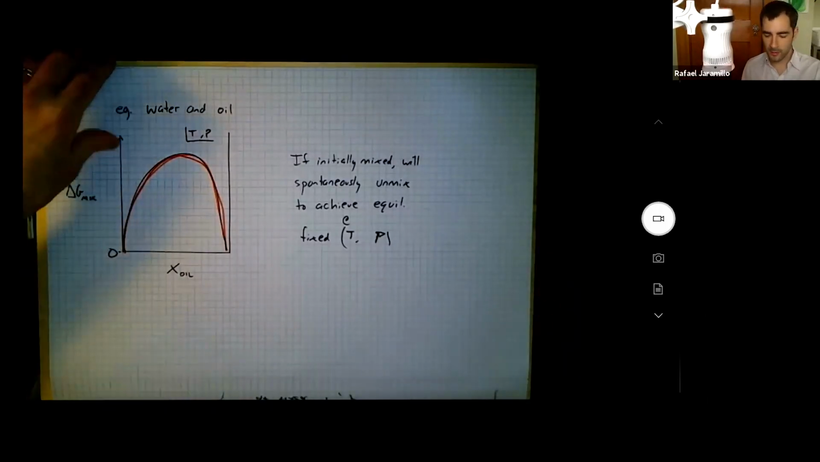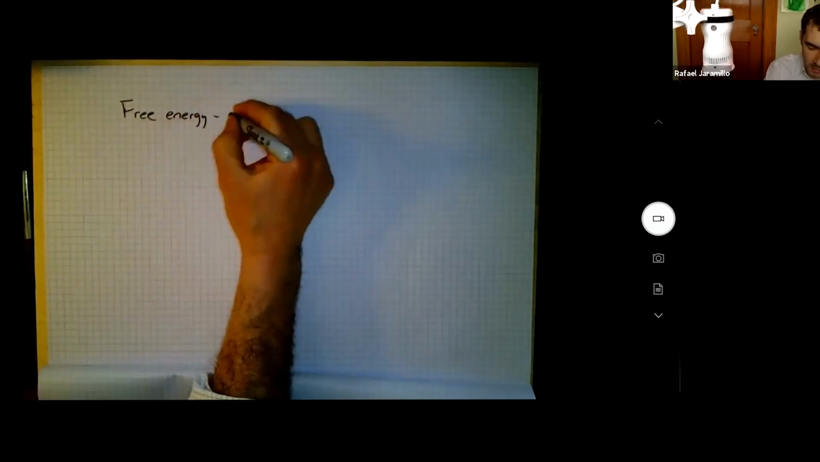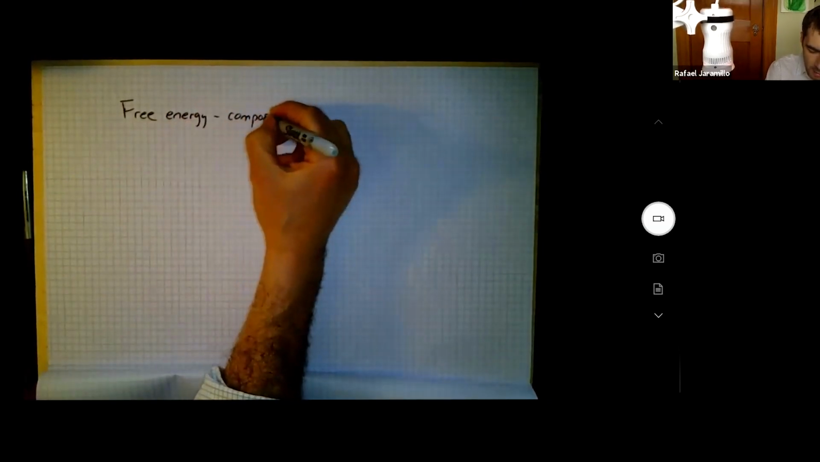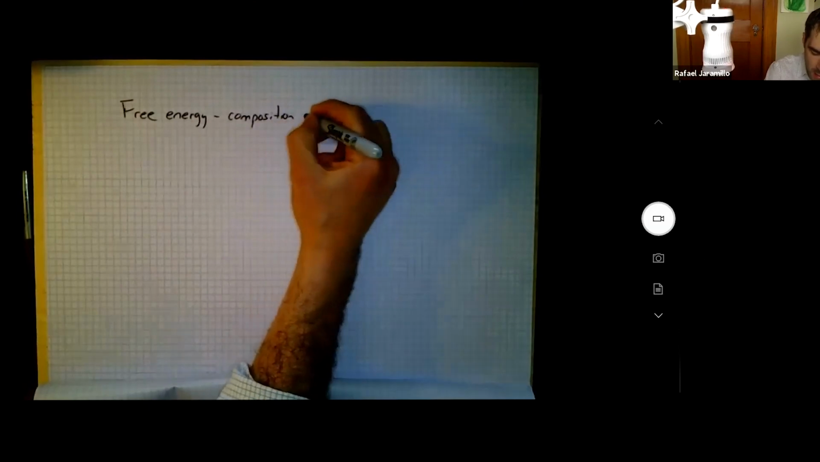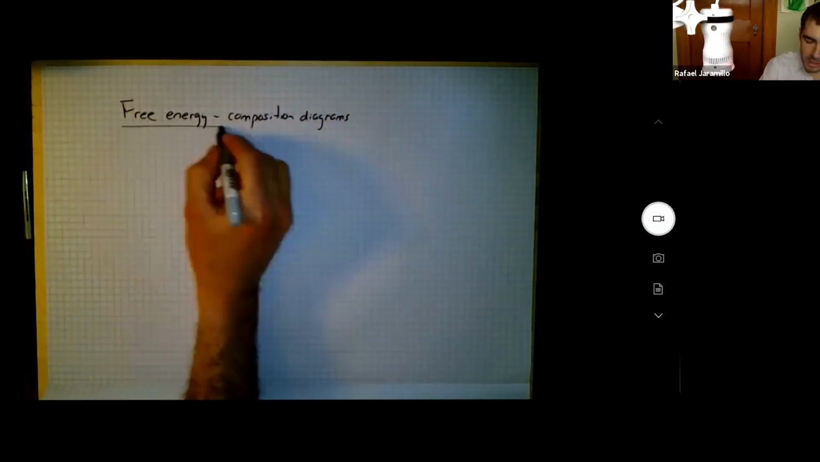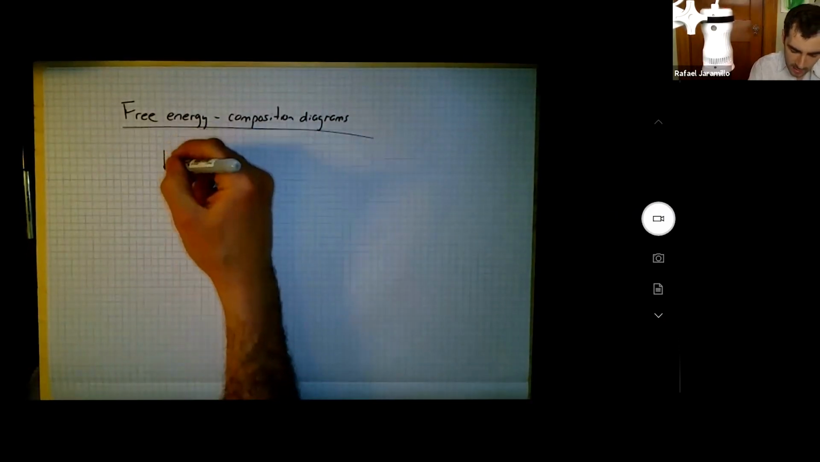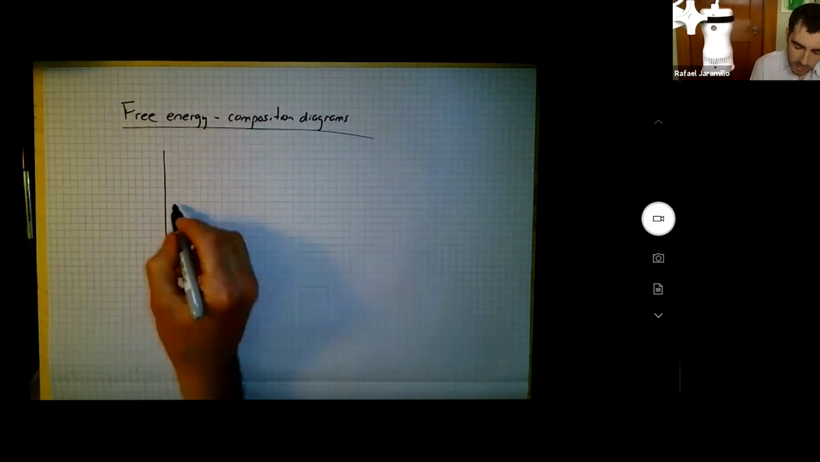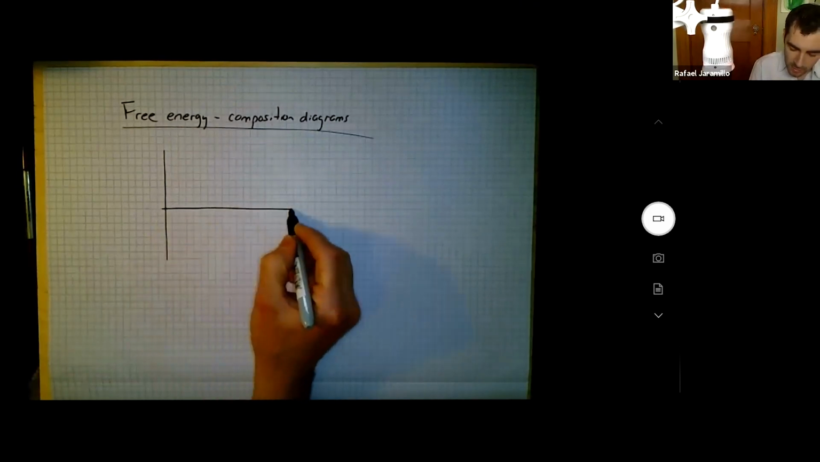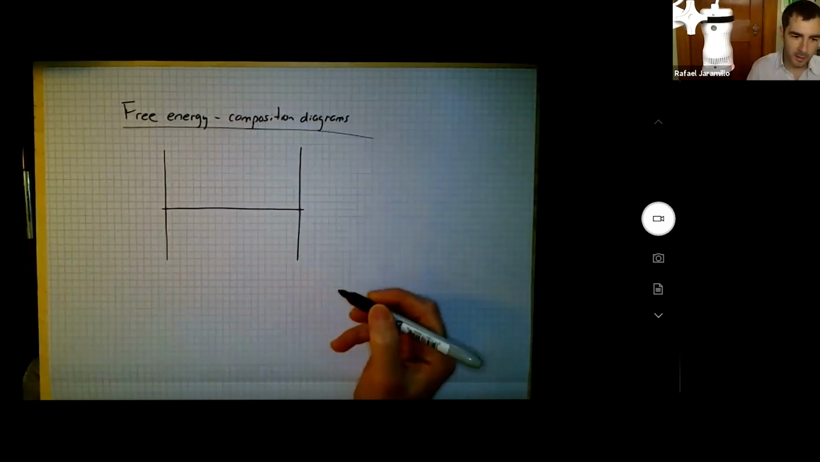So I encourage you to check that out. All right, so let me just summarize here. Free energy composition diagrams are how we draw, visualize, and then evaluate solution models. So they're like the engine room of binary phase diagrams.